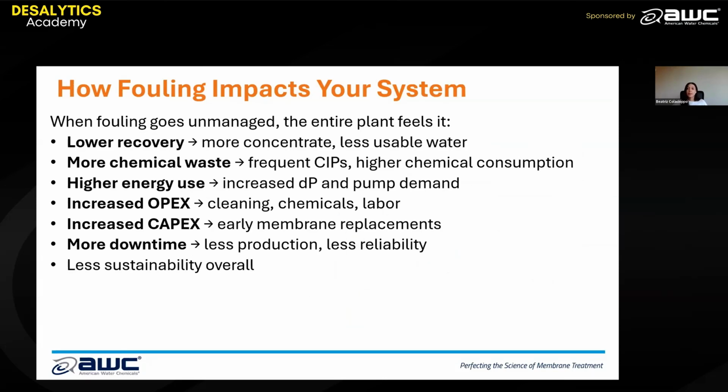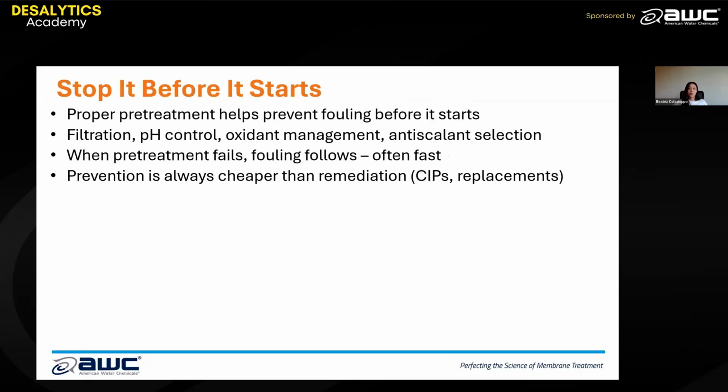The whole system is affected when recovery drops or chemical use skyrockets or pumps have to work harder, driving up energy bills, or CIPs are becoming more frequent, labor increases, and eventually you're looking at early membrane replacement. So OPEX and CAPEX are all going up, definitely having a less efficient system, less sustainable, with a much larger impact to the environment. The first and most important one is to stop it before it starts.